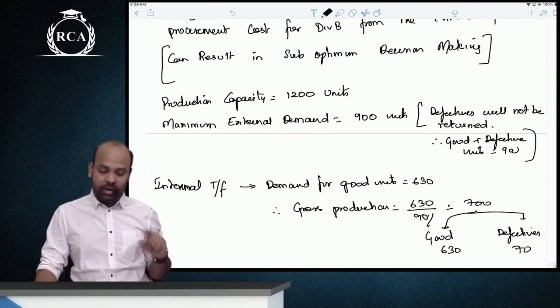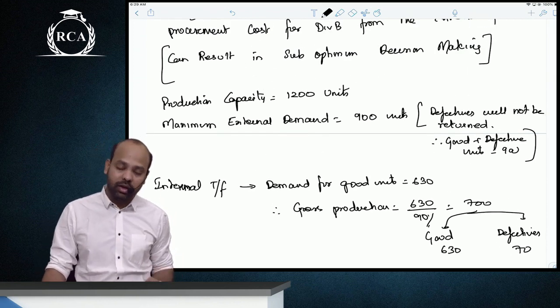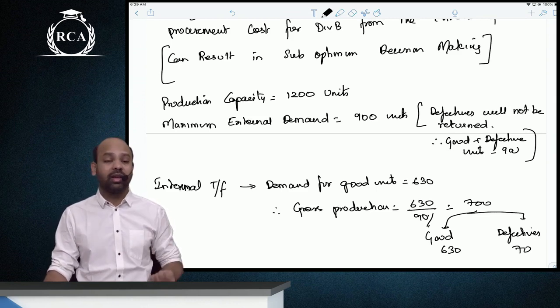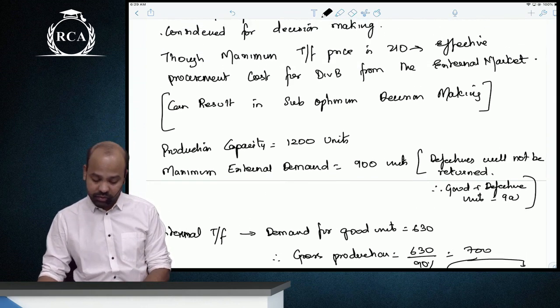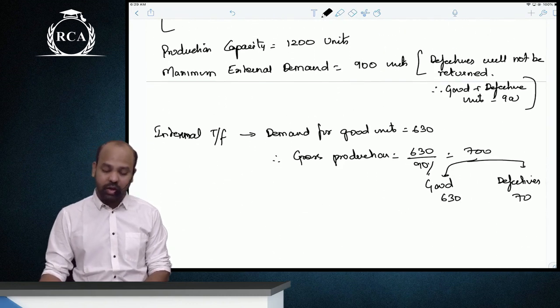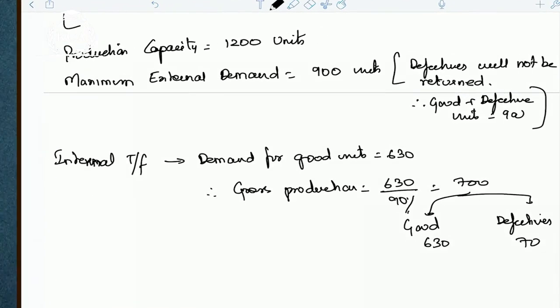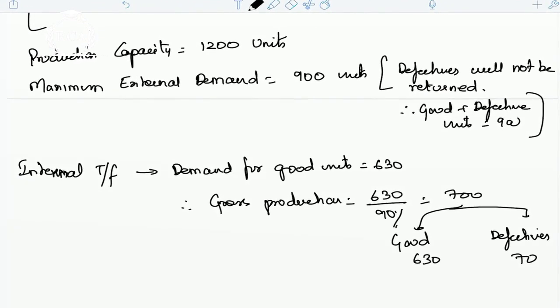Do not forget beta that if you're transferring it to your internal division, they are going to return the defective. If you sell it in the external market as such, guys, there are no returns of defectives. I hope you're all clear about this, guys. I'm just going to wait for 10 seconds so that you can all write this point. I've already given you time beta to write the above point.